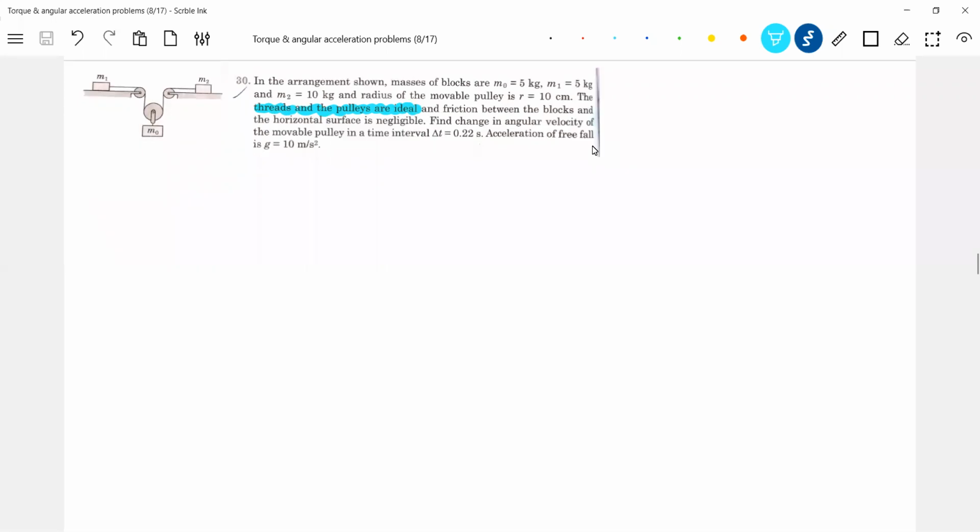Write this down. See now, a block of mass m1 is there, and there are 3 pulleys. All those 3 pulleys are light. It is asking to find the change in angular velocity of the mobile pulley. Where is the mobile pulley? This is the mobile pulley. So I think you should put effort here. He's asking its angular velocity. Why will it have angular velocity? Yes, it is going to have.